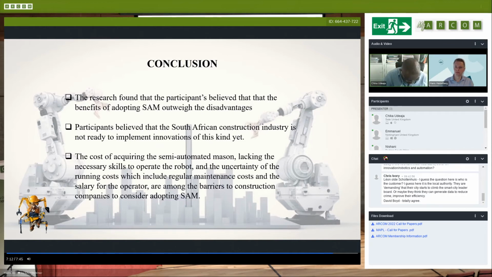The participants believe that the South African industry is not ready to implement an innovation of this kind yet. The cost of acquiring the automated machine, the lack of the necessary skills to operate the robots, and the uncertainty of the running costs, which include the regular maintenance cost and the salary of the operator, are among the barriers for construction companies considering adopting SAM.